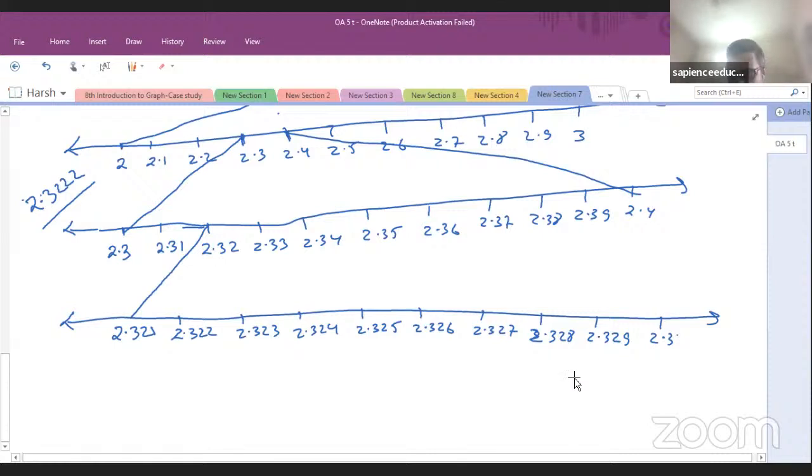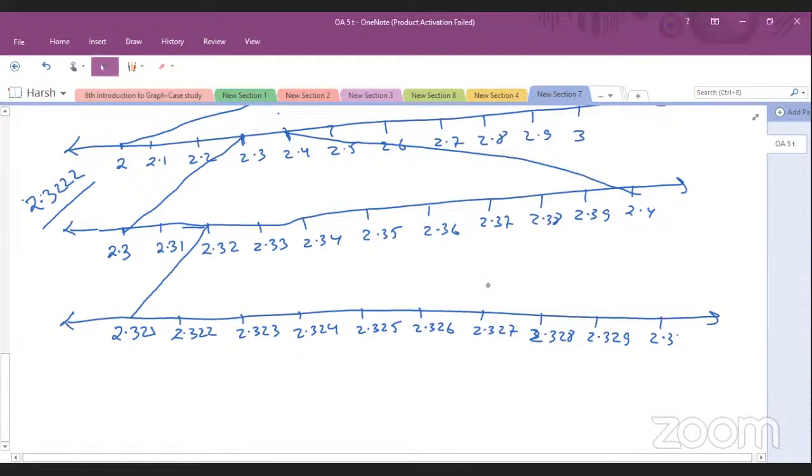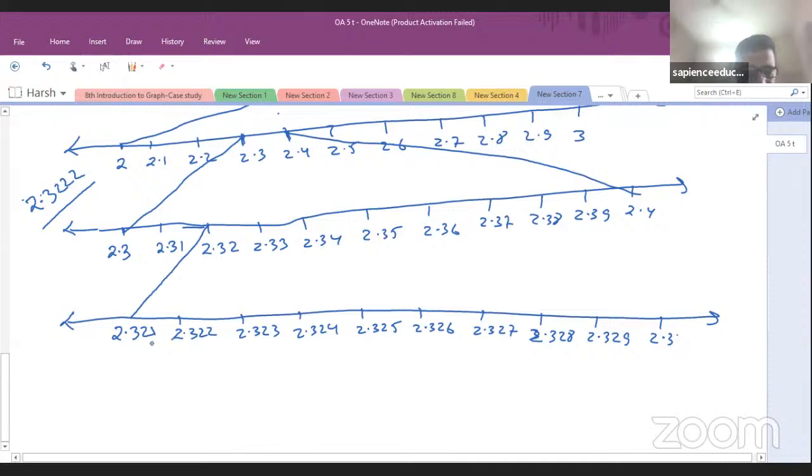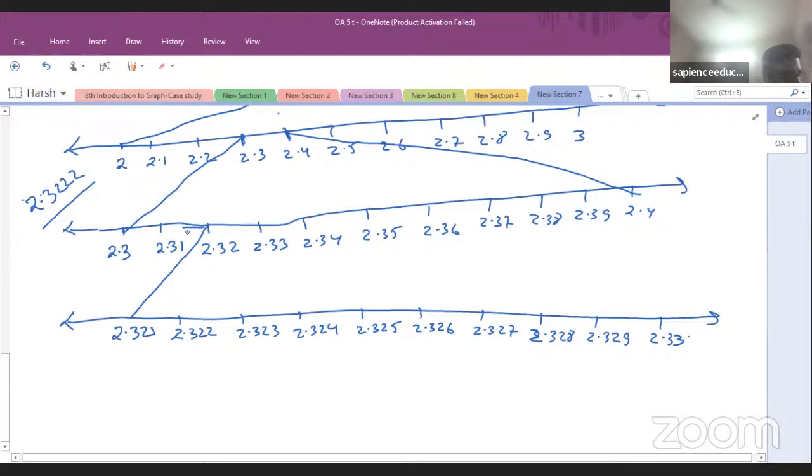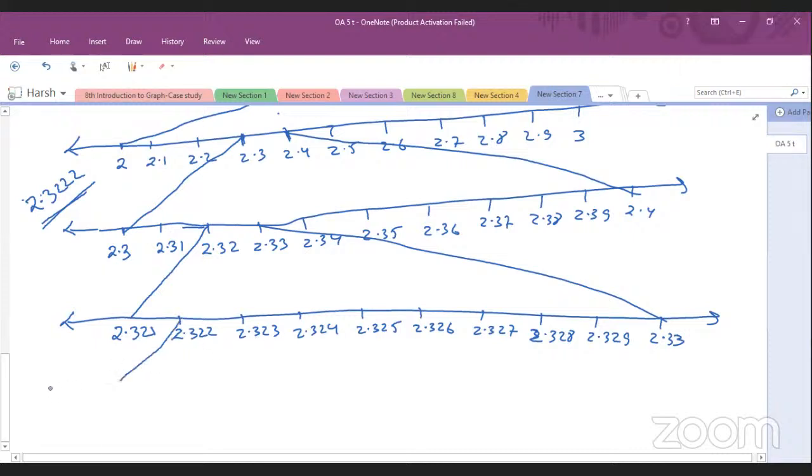Next number will be what? 2.32, 2.321, 2.329, 2.33. Correct. So now 3 decimal places we have got. Now this number will lie between which two numbers? 2.322 and 2.323. Between these two numbers.